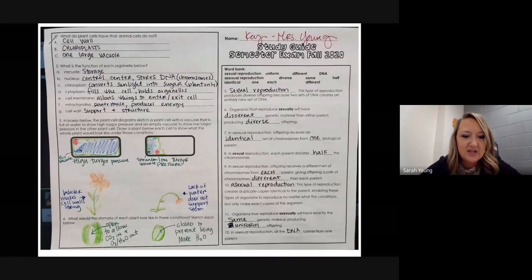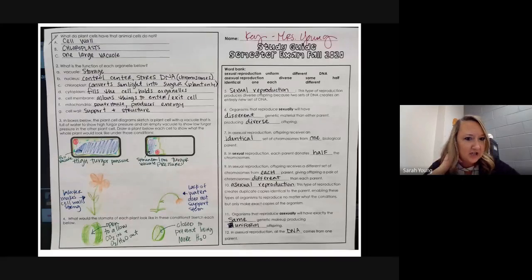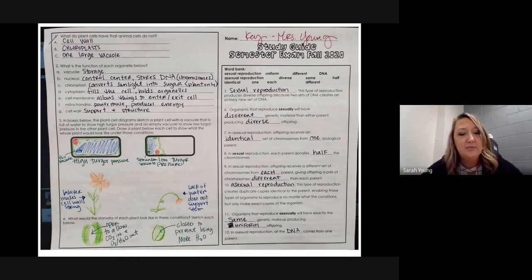But the first section over on the left side of your page is mostly about cells. And so you had to tell the 3 things that plant cells have that animal cells don't. They have a cell wall, they have chloroplasts, they have one large vacuole. Animal cells, remember, have several smaller vacuoles because animals can move to water and plants cannot.